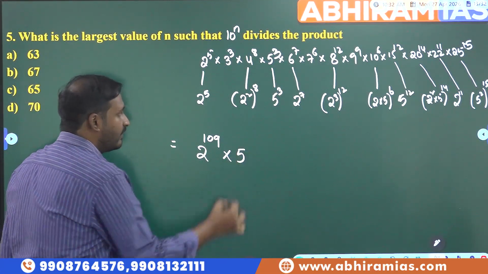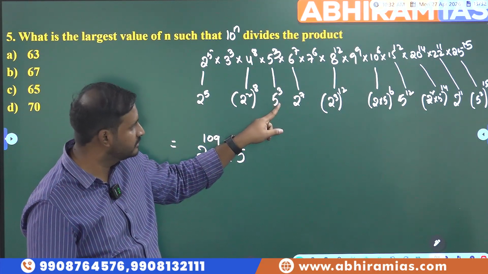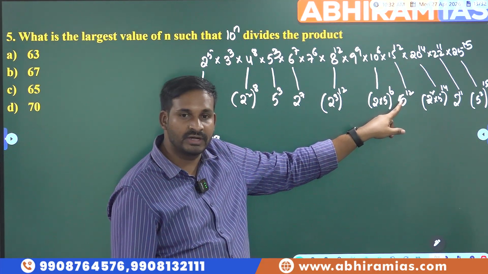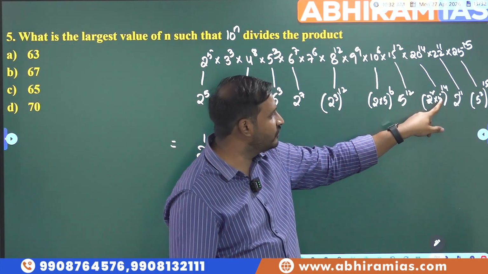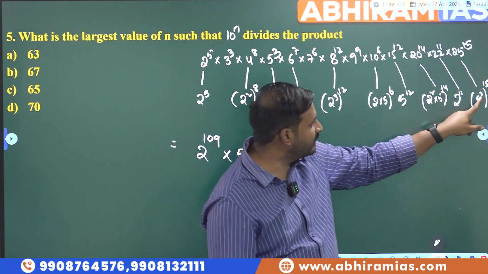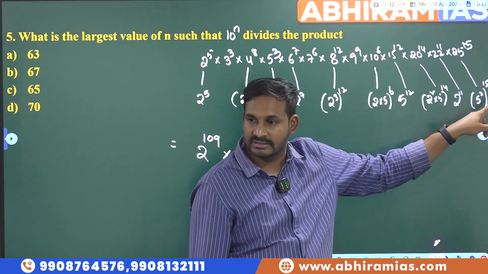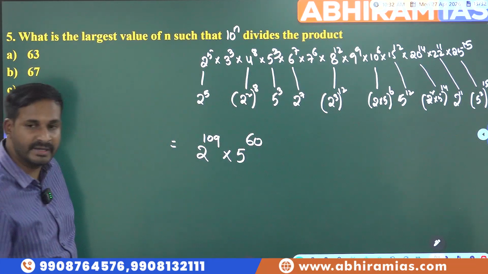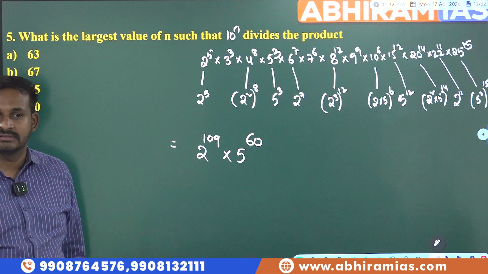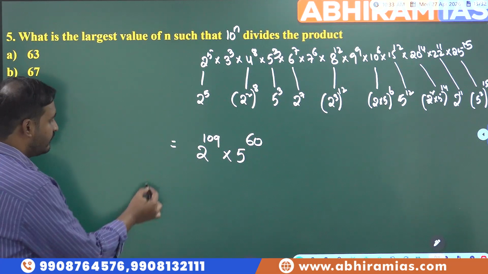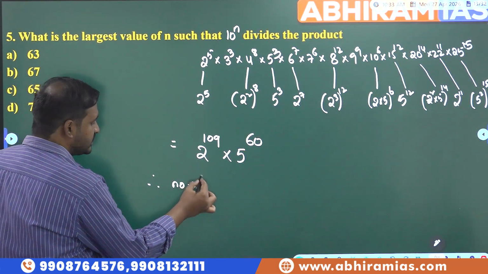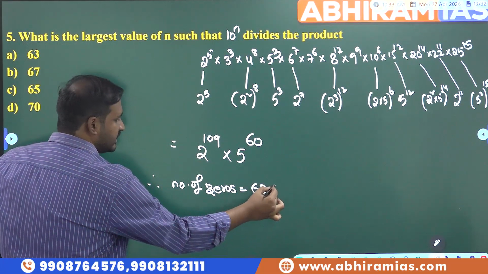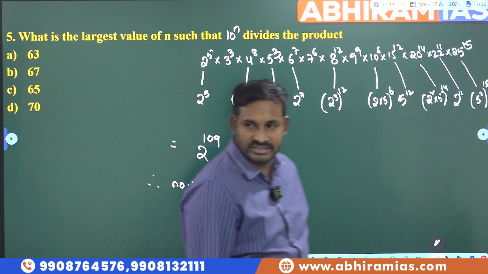Into 5 power, I will count: 3 plus 6 is 9, 9 plus 12 is 21, 21 plus 14 is 35, 35 plus 2 into 15 is 30, so 35 plus 30 is 60. Now tell me how many pairs of 2 and 5 I can make here? 60 pairs. Therefore the number of zeros is equal to 60.